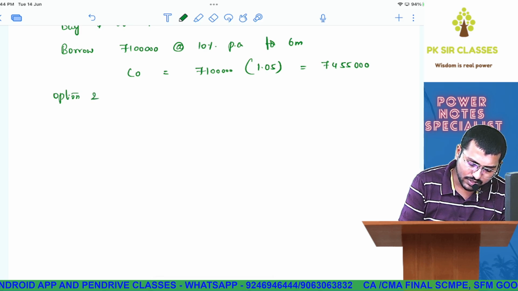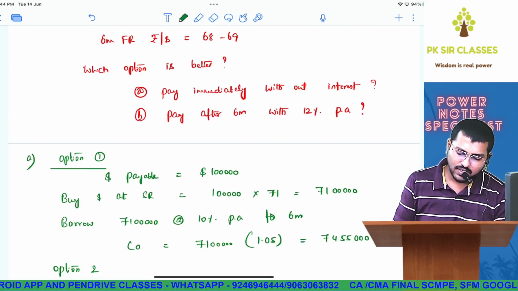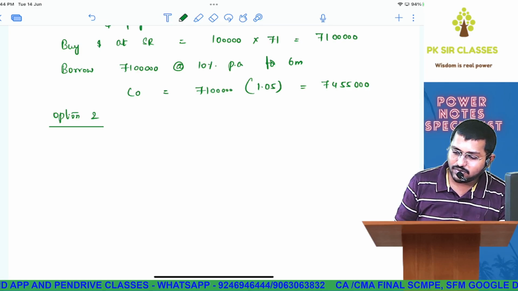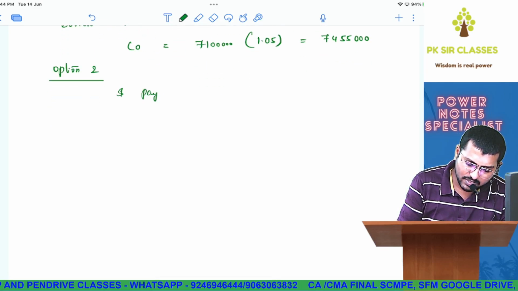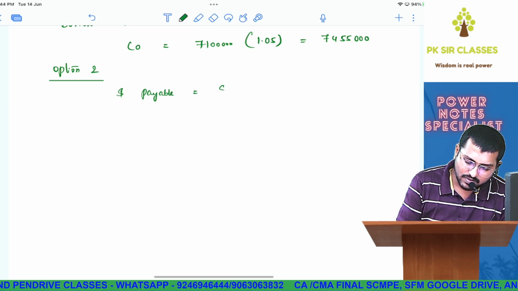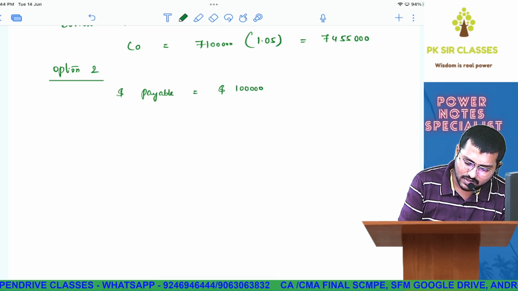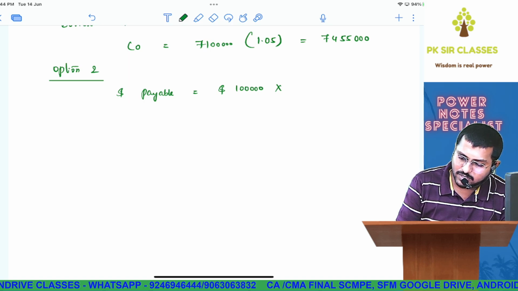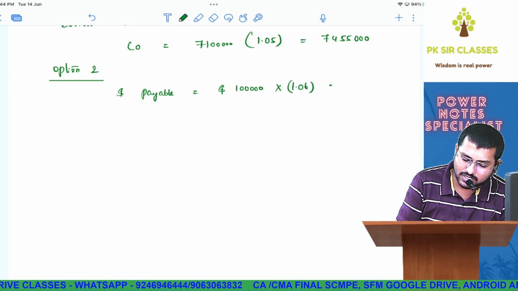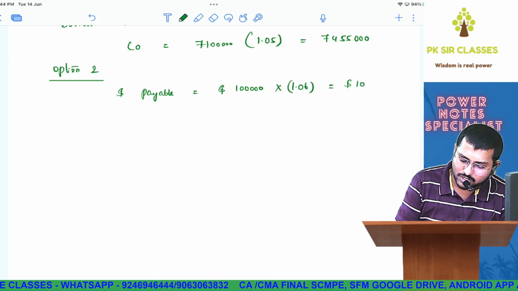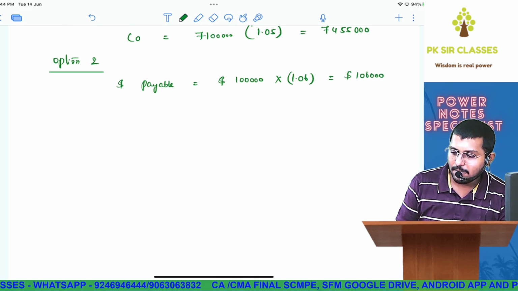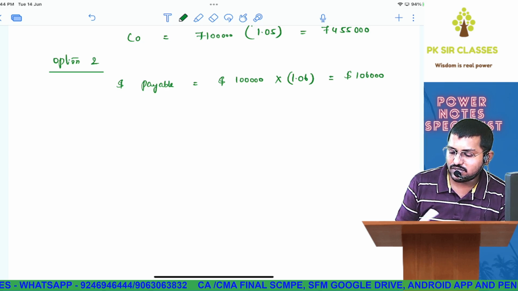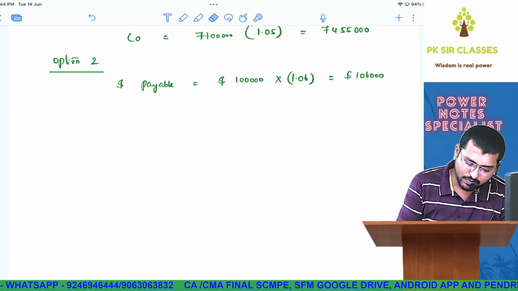Now we will go with option 2. What is option 2? Pay after 6 months with 12% per annum interest. So what will be your dollar payable then? 1 lakh dollars with 12% interest, which means for 6 months it will be 6%. Correct? Which means you have to pay 1,06,000 dollars.